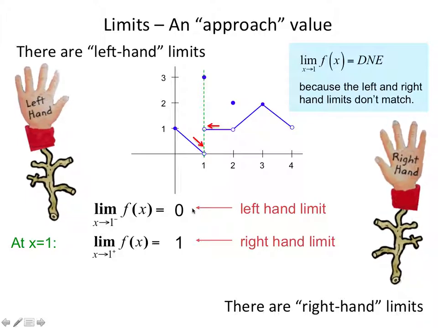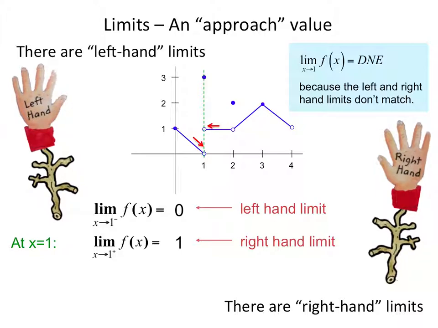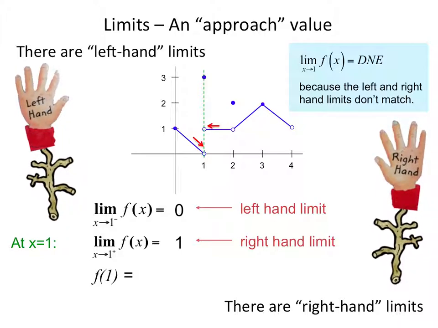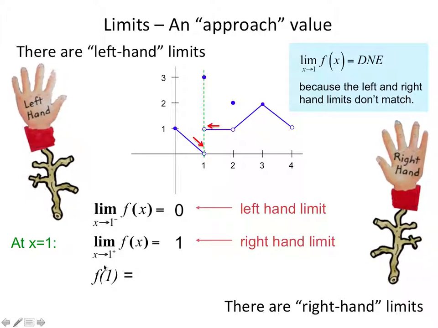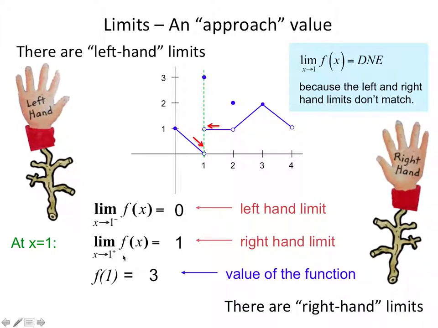In other words, we're not approaching the same location on the coordinate plane from both sides, so our limit can't exist. Just a quick mention about function value and the difference between limits and function value. Function value is where that dot is filled in. So when we look at this location, our dot is filled in up here, 3. So the function value is 3.